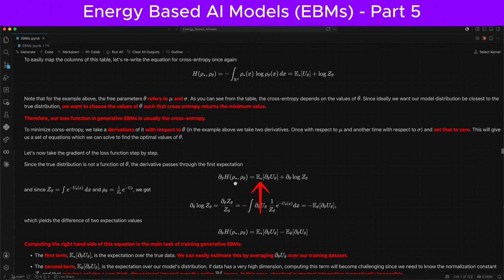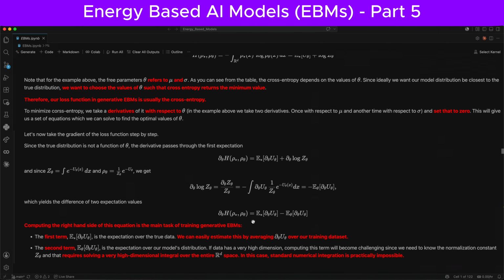Since the true distribution is not a function of theta, the derivative passes through the first expectation. And after a straightforward calculation, the second term reduces to the negative of the expectation value of the same derivative, but this time under the model's distribution and not the true distribution. Putting these together, the gradient of the cross-entropy beautifully simplifies to the difference of two expectations of the same term. One expectation is over the true distribution and the other over the model.